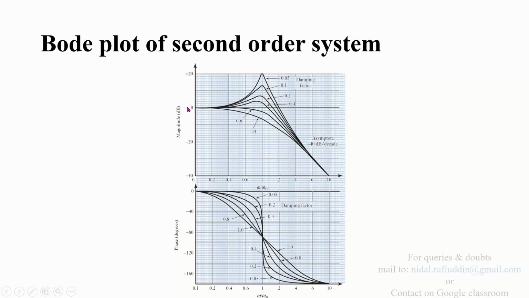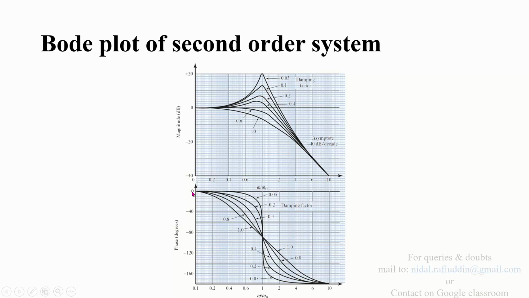Likewise, here omega is much greater than omega n. When omega is much less than omega n, you are going to have a slope of 0 dB per decade. But when you are close to omega n, so omega n is somewhere here, you will have the exact plot shown. Had you drawn this by hand, the point where these two straight lines intersect would be the point you would have shown on the Bode plot.